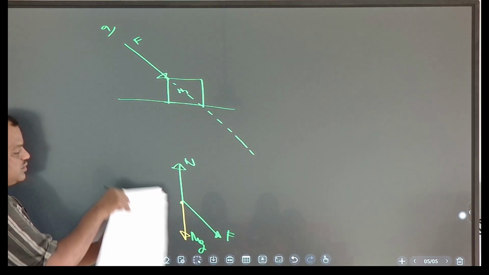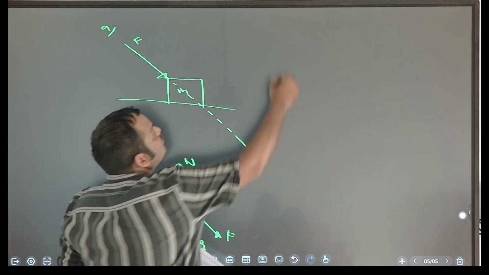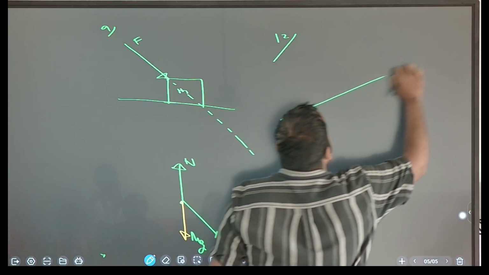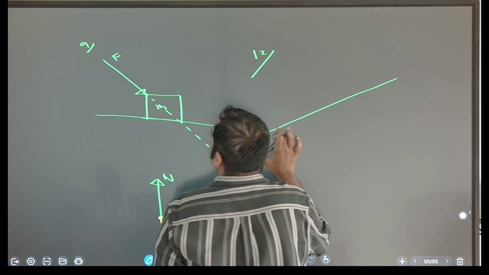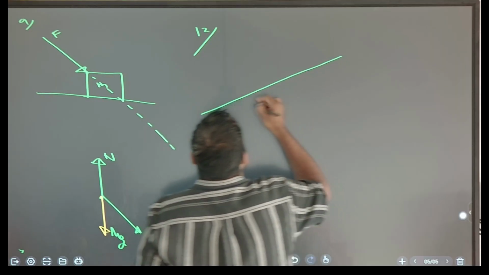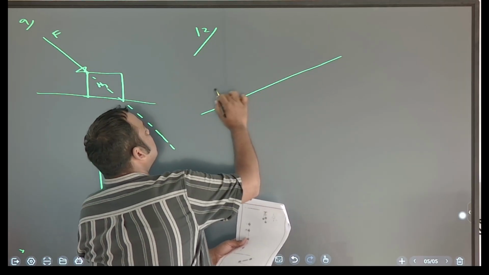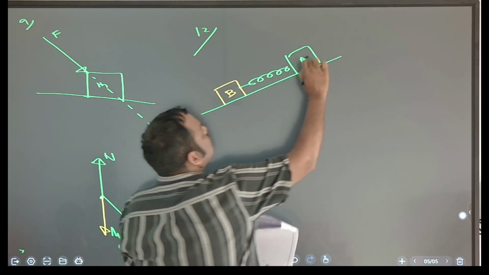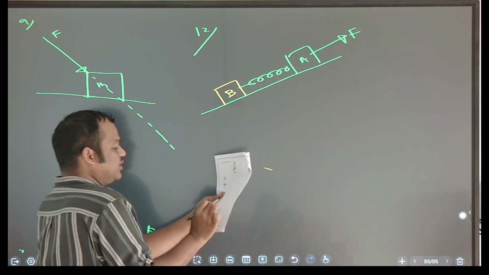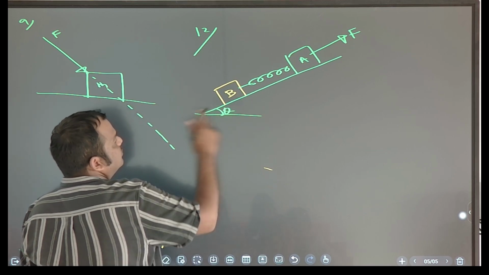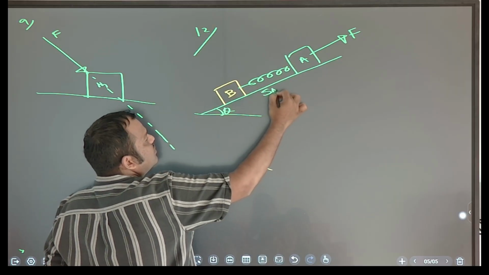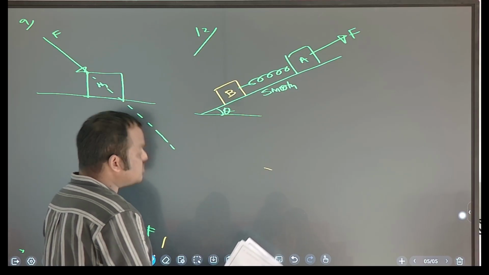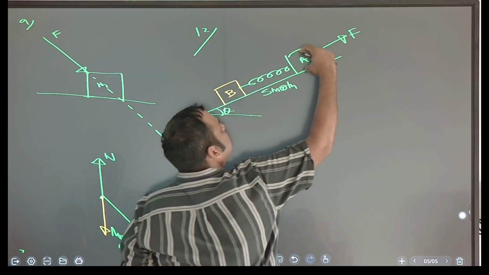Then one spring is there. 12th question: free body diagram of B. Suppose this is the inclined plane. Now this block is B, spring, this block is A, and this is F. And this angle is theta. You have to assume it is smooth. They should mention here it is smooth. So you are pulling A up like this.